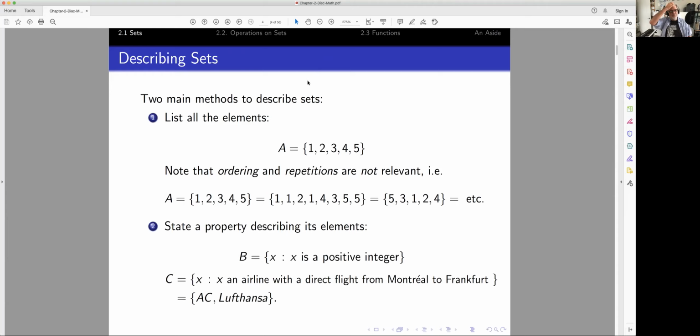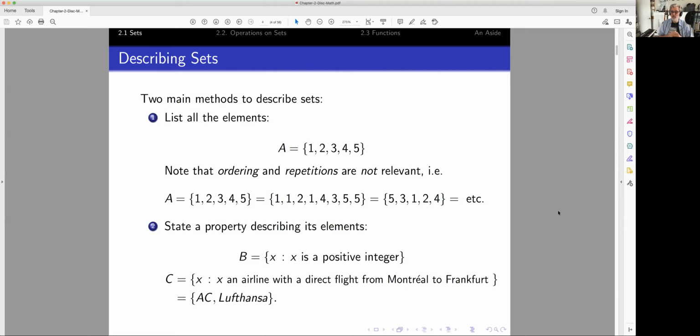When we're describing sets, obviously the most efficient or most down to earth way of describing a set is just to list all its elements, right? That's what a set is. It's a bunch of elements. So for example, if I write, yes, the slides will be available for sure after class. Absolutely.